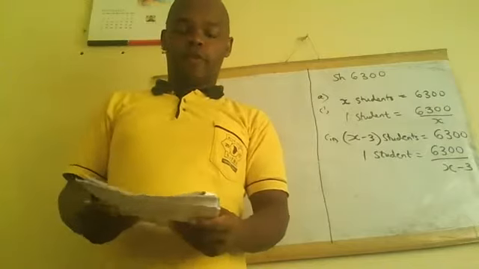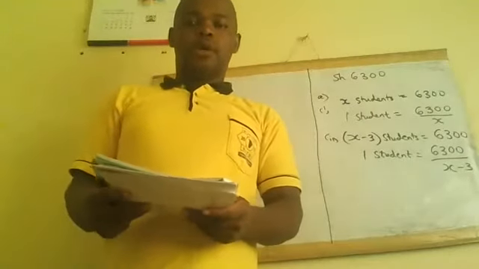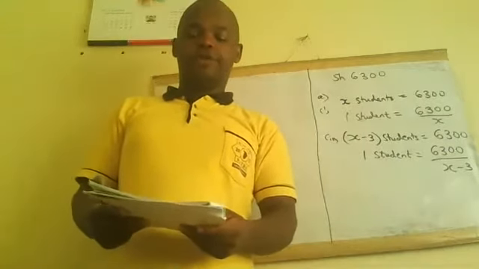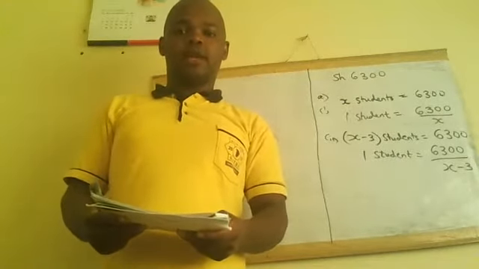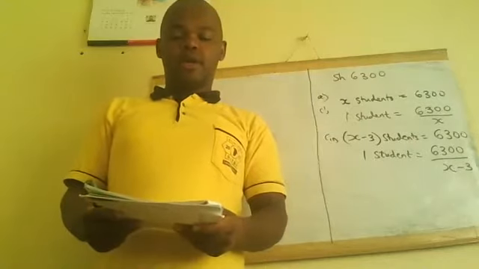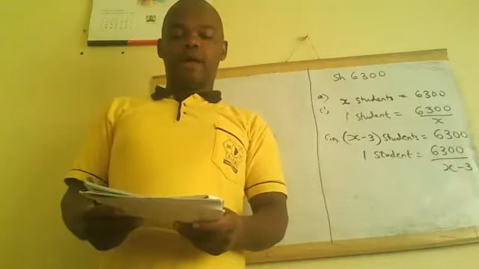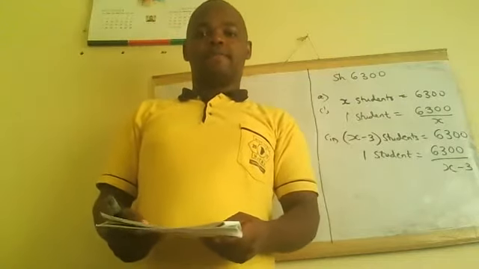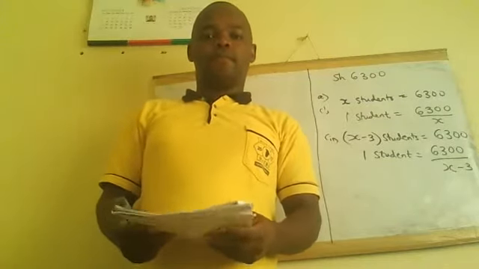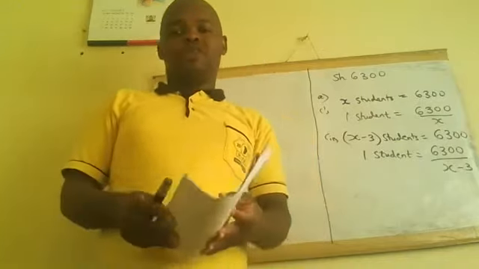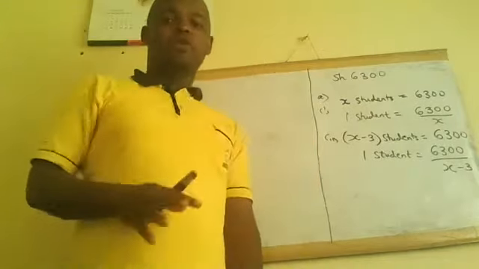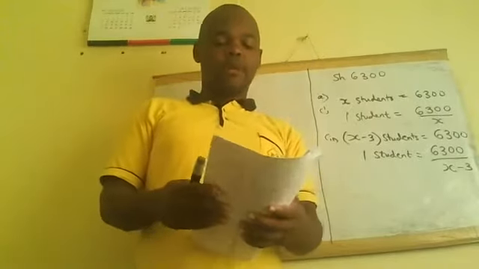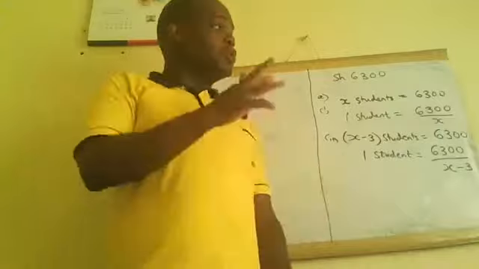Then part B of the question, determine the initial number of students in the hostel. So how do you do this? We want to form an equation leading to quadratic, and then we solve. So we want to determine the initial number. So this is what you do.